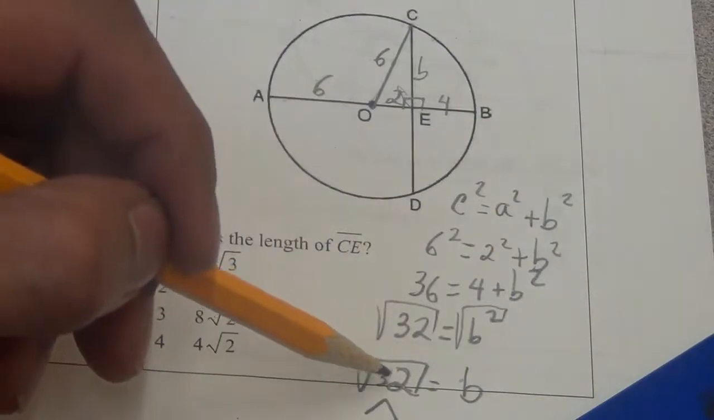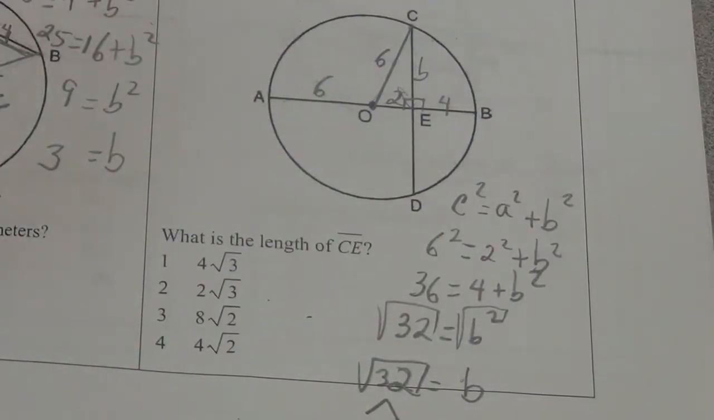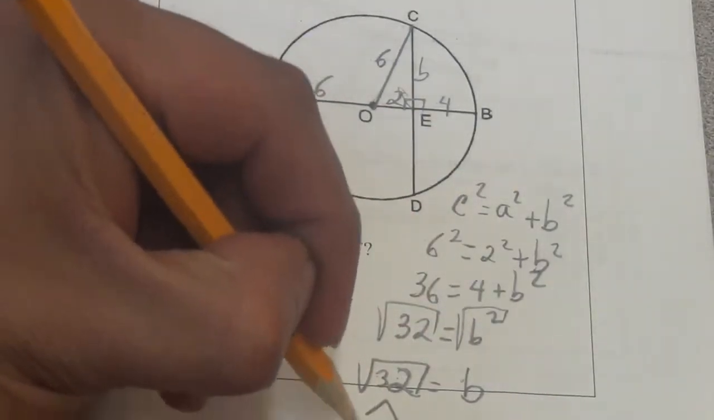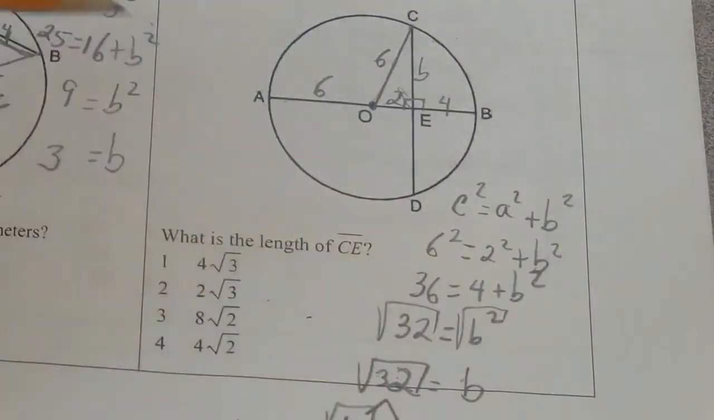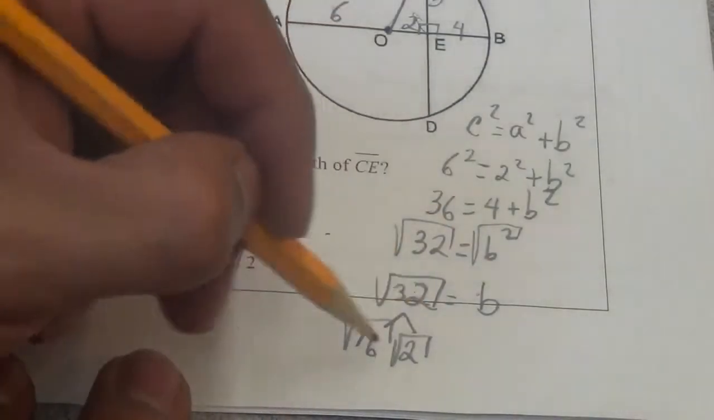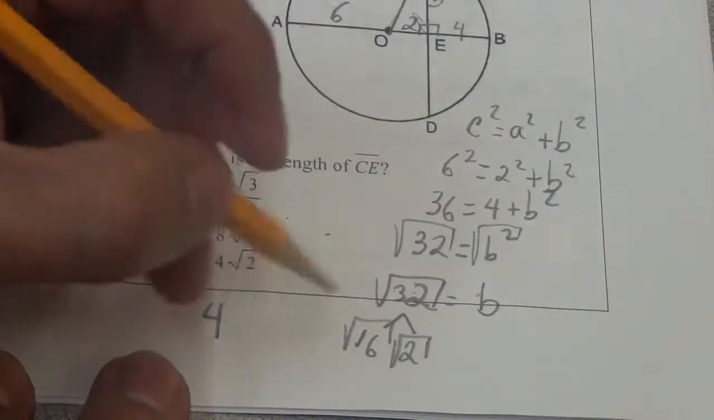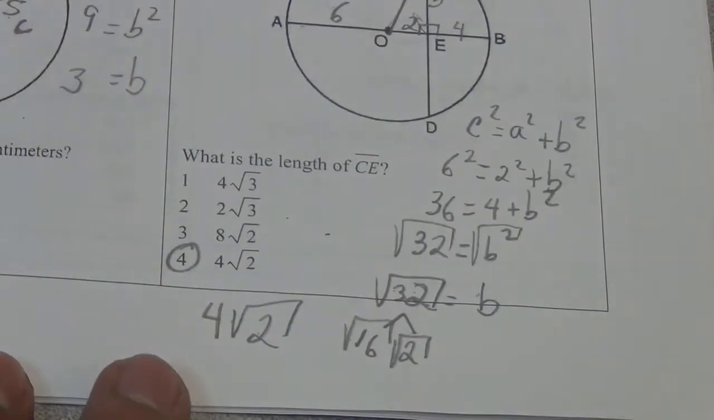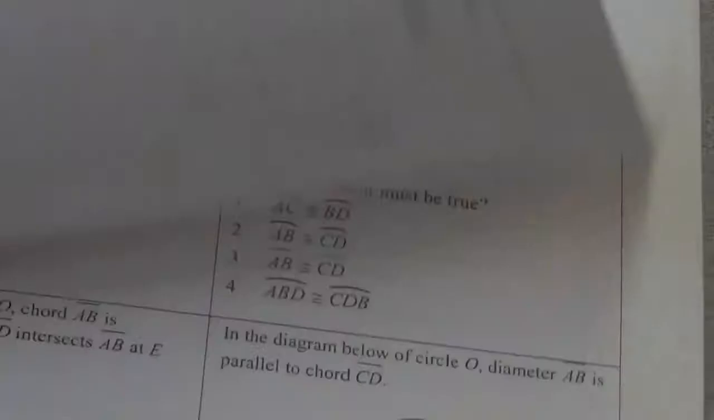Okay, so let me divide 32 by all the perfect squares until I find the right one. So I divided 32 by 16 and I got 2. So that tells me that radical 16 times radical 2 is radical 32. Okay, now what is the square root of 16? 4 and radical 2. So there goes your answer. All right, let's continue with the next problem.